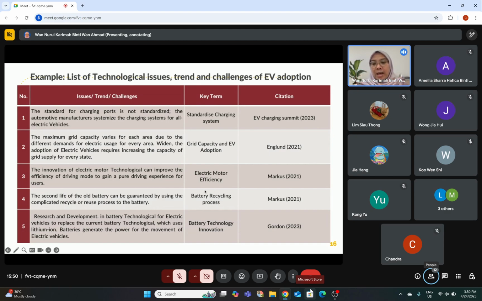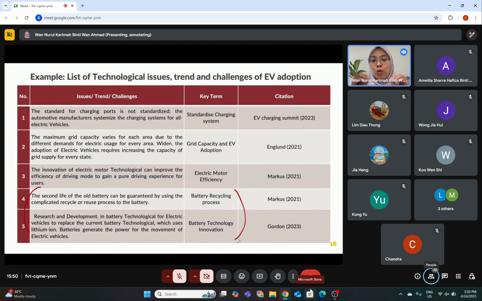But they are all about battery technology. So when you decide to combine these two statements into the key term, for example, battery technology innovation, or innovations in battery technology, you must know what you mean by innovations in battery technology. So innovation in battery technology can mean innovation related to the recycling of the battery. Innovation related to the technology used in the battery. Innovation related to the capacity of the battery.